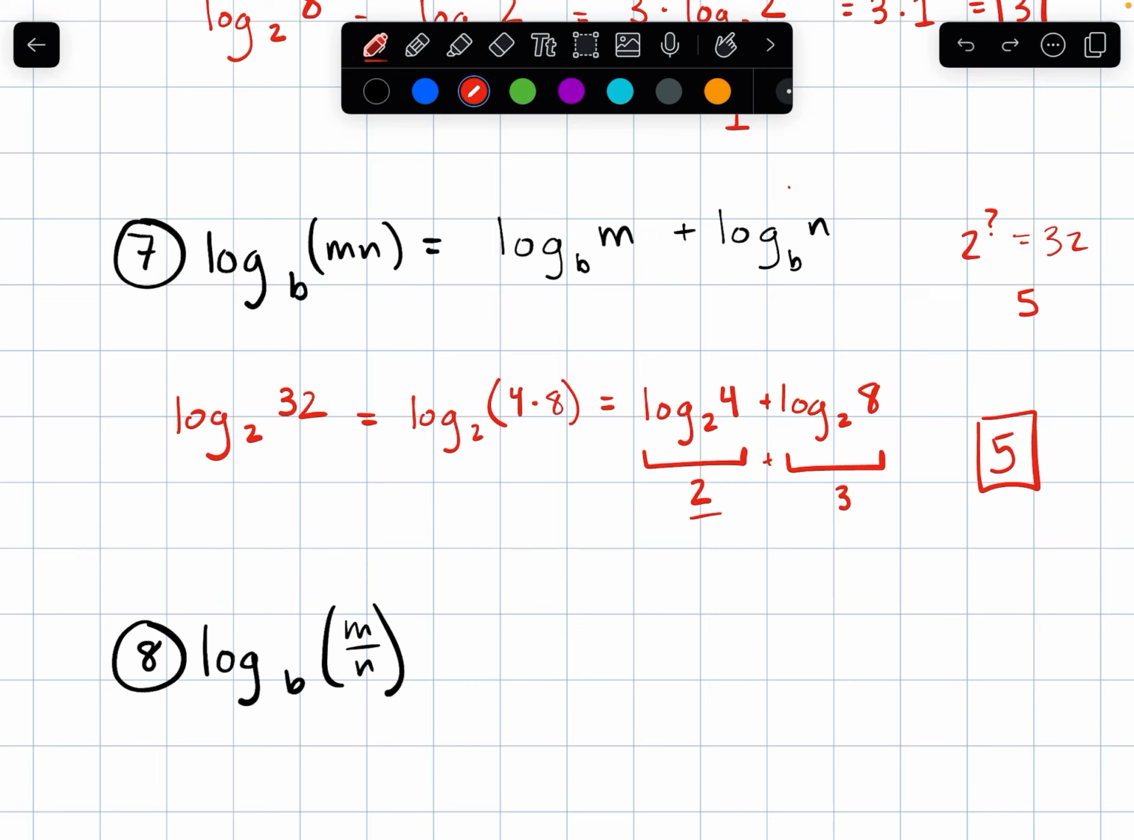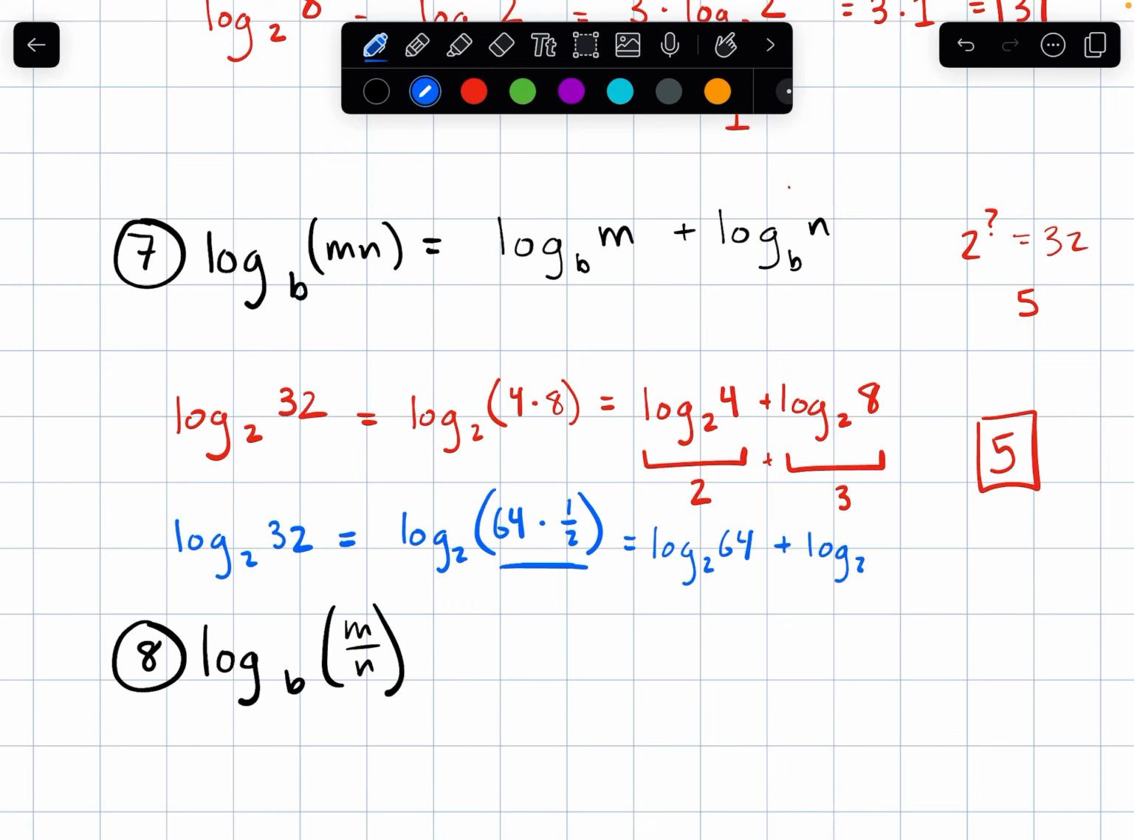Now again, like I said, you can use whatever values you want. We could take the same problem, log base 2 of 32, and we could split this up into two different ones, right? So this is really log base 2, and let's do 64 times 1/2, right? 64 times 1/2 is still 32, so this is working out for us. We're going to write this as log base 2 of 64 plus log base 2 of 1/2.